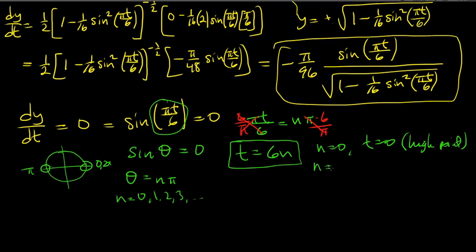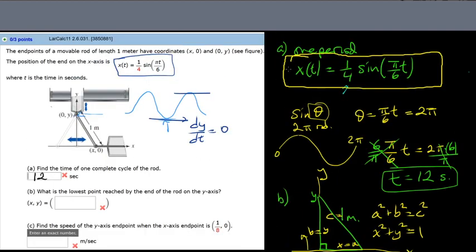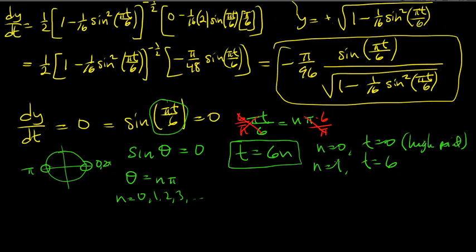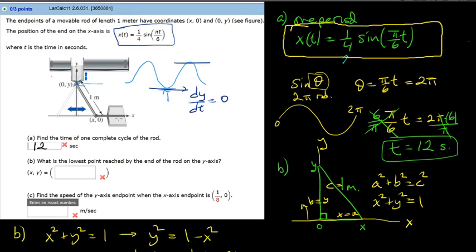So how about if n is 1, which means t is 6. So if t is 6, think about what x is. X is going to be sine of pi, which is 0. Wait, if t is 0, right, and if t is 6, boy, that's also 0. Okay, that doesn't make any sense.